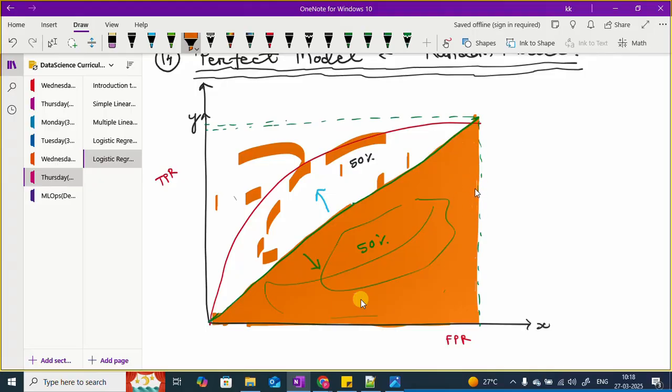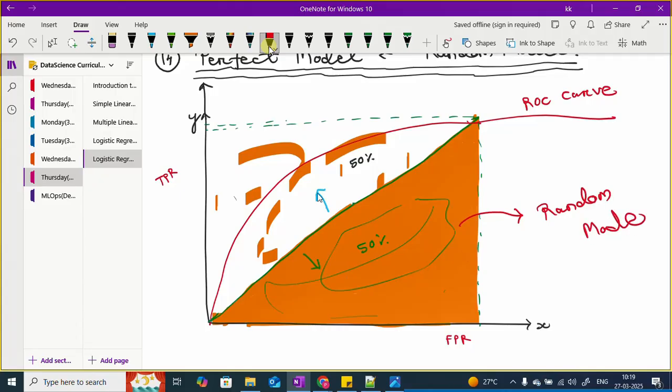If I extend this red color mark, this is nothing but the ROC curve, you know, right? The area under the ROC curve, if it just covers 50%, then this model is called a random model. If it is 100%, it covers the above 50% also. I don't want to make it complex. Think about the above part also.